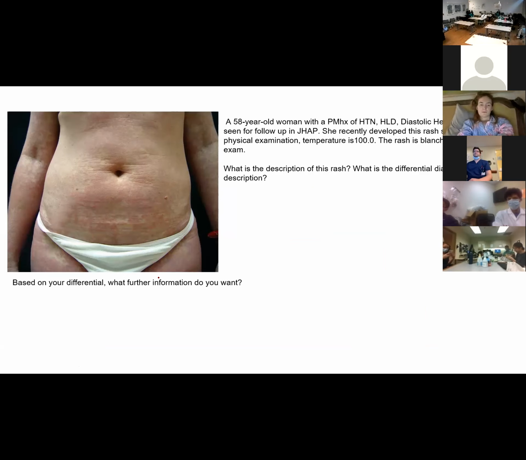This is a patient I had in JHAP. A 58-year-old woman with a past history of hypertension, hyperlipidemia, diastolic heart failure, who was seen following JHAP. She recently developed this rash shown on the left. On physical exam, temperature is 100. The rash is blanching on physical exam. What is the description of this rash, and what is the differential diagnosis? So what would be your description of this rash?